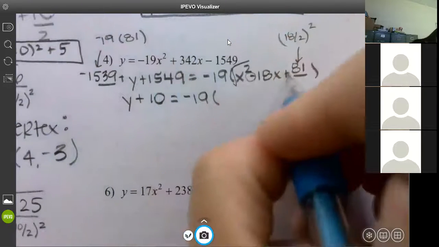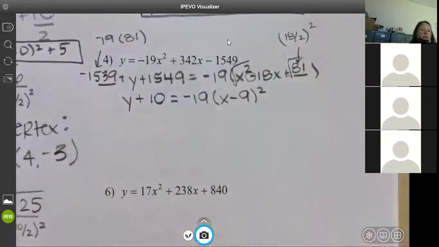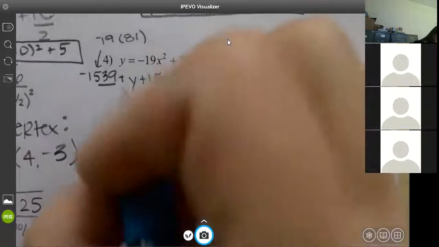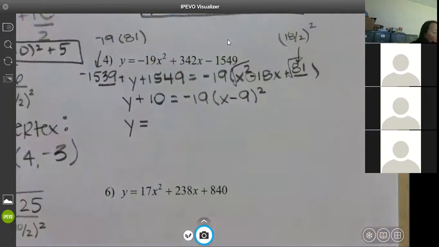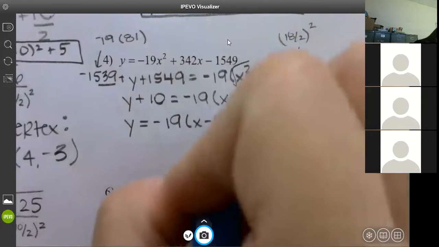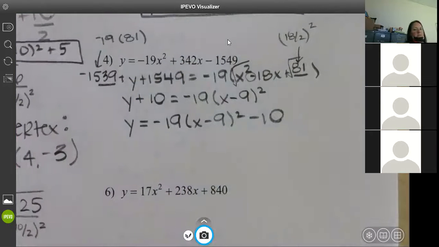Square root, sign, square root. x minus 9 squared. Last step, subtract that 10 over: negative 19 x minus 9 squared, subtract 10. What's your vertex? 9, negative 10.